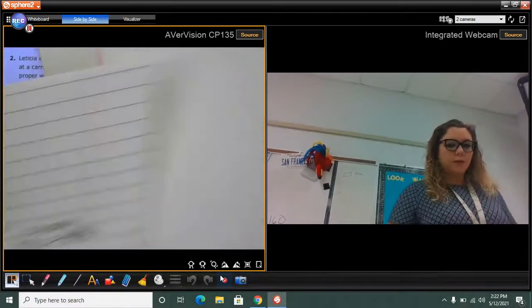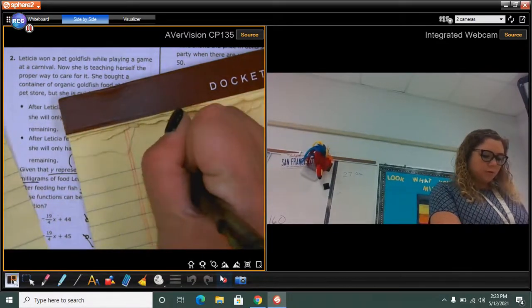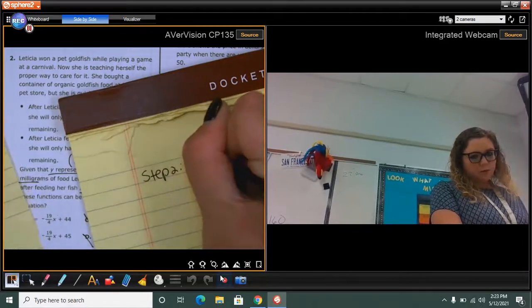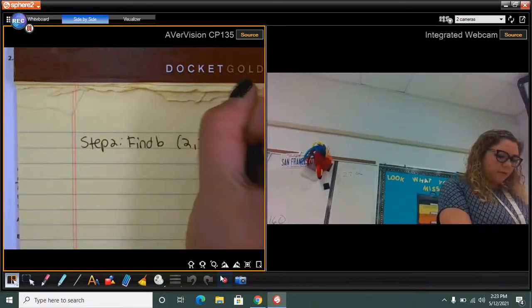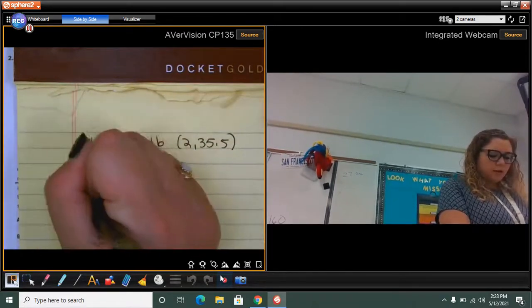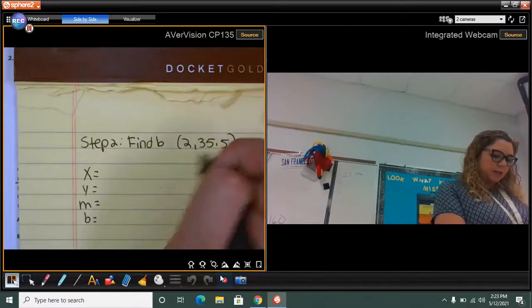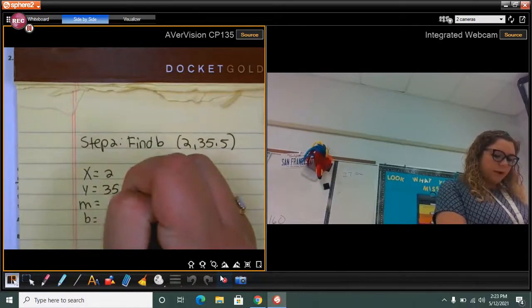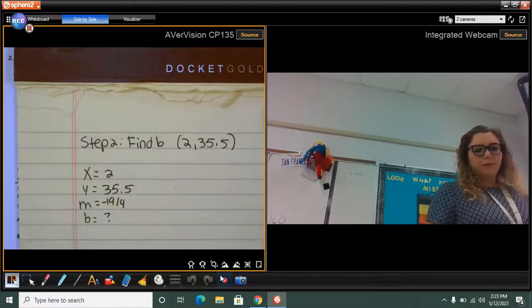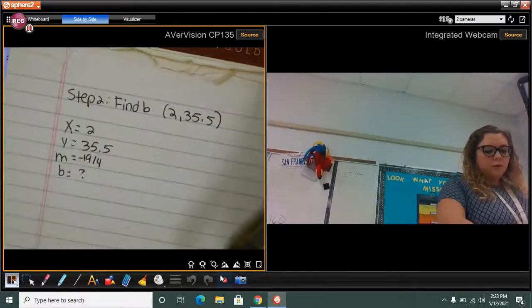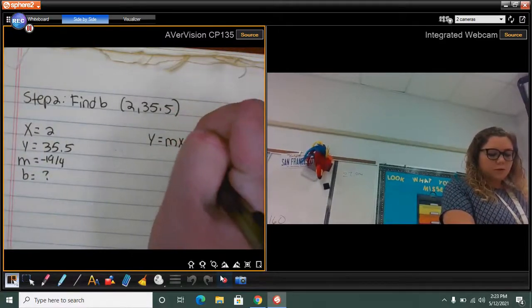Okay, I'm going to just rewrite everything. Step 2, find b. And we're going to use the point (2, 35.5). We have x, y, m, and b. So my x is going to be 2, my y is going to be 35.5, my m that we just found is negative 19 over 4, and we don't know my b. So we'll have y equals mx plus b. Plug in my information.